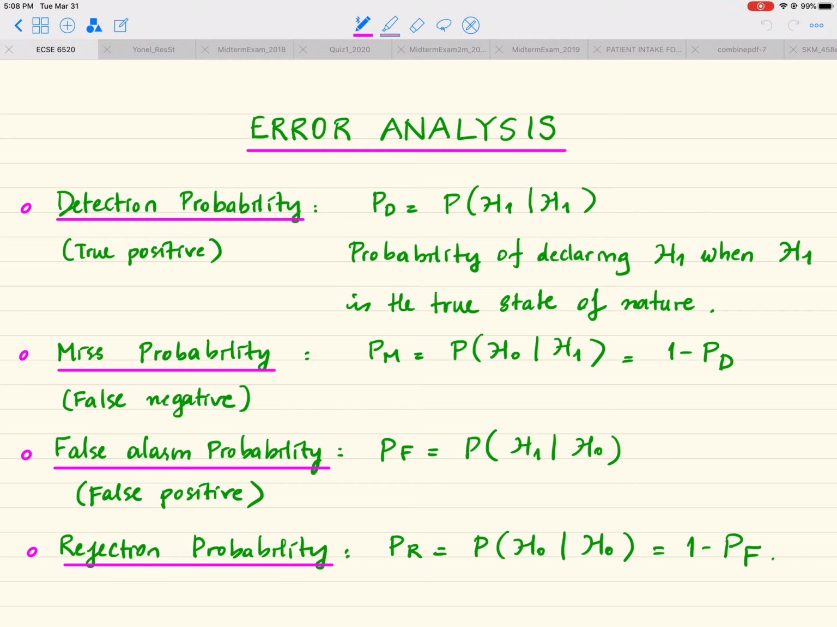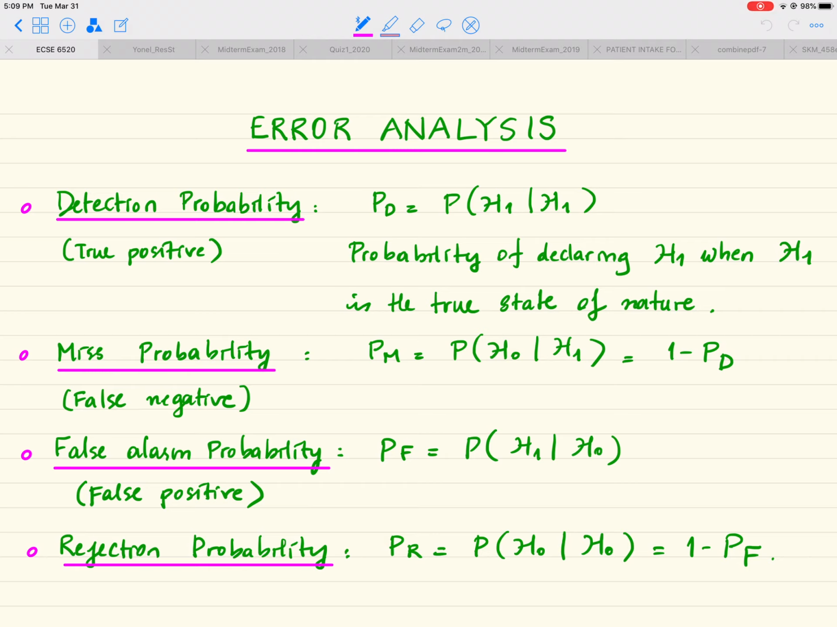Miss probability, on the other hand, is also called false negative. All these terms are from radar literature. There is indeed a target out there, but we declare there is no target. And obviously this is the complement of probability of detection, which is equal to 1 minus the probability of detection. This is called miss probability, or in medical diagnostics it's called false negative. So you didn't detect the disease and it's a false negative.